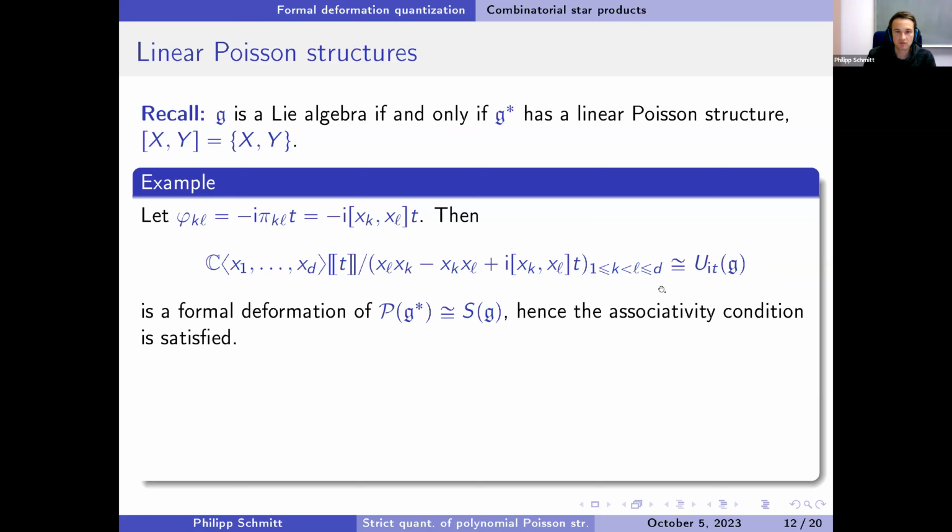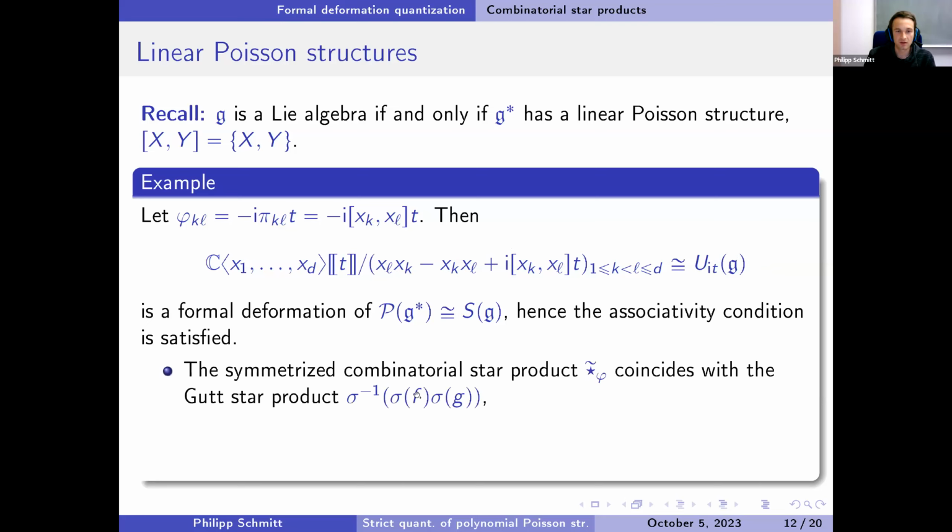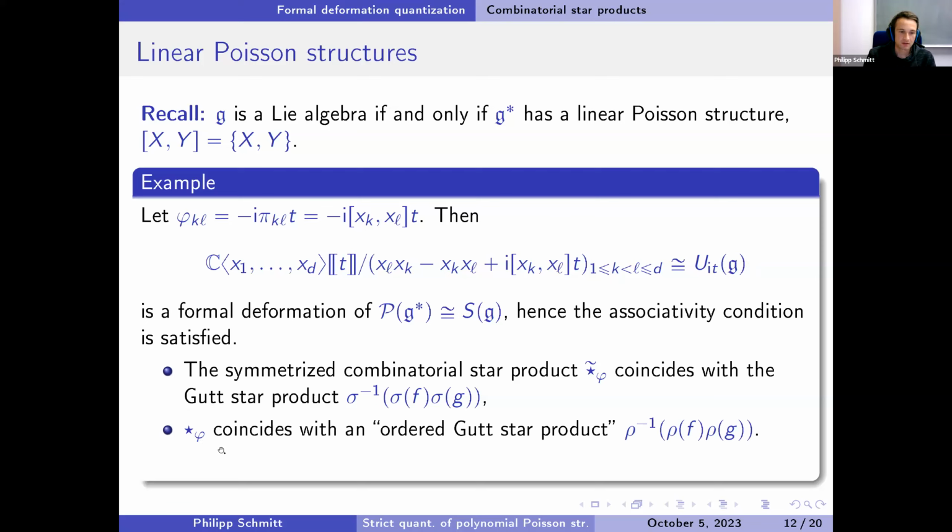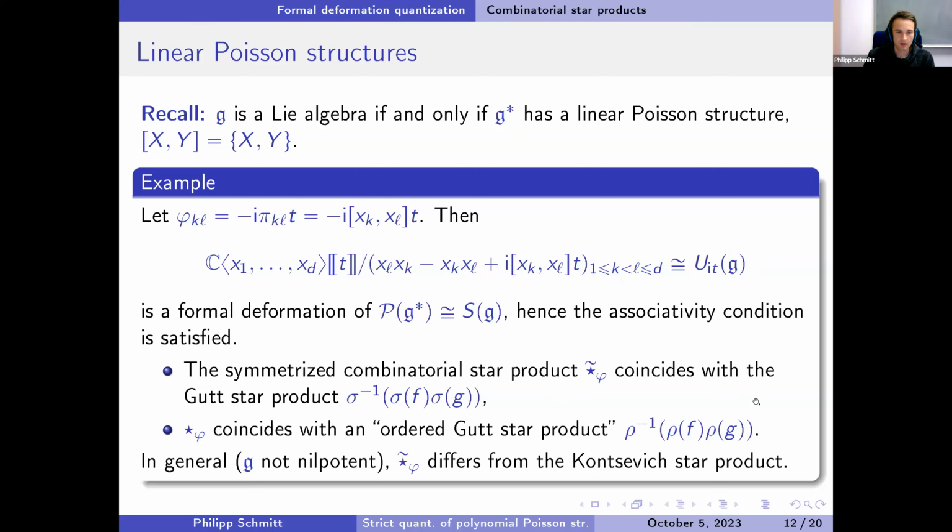And then, if you know the definition of a good star product, you will see immediately that the symmetrized combinatorial star product is just a good star product, because the map sigma is the symmetrization map from the symmetric tensors into the universal enveloping algebra of the Lie algebra G. And the non-symmetrized version of the combinatorial star product coincides with an ordered good product, if you want it that way, where you're identifying symmetric elements with elements in the universal enveloping algebra by just ordering them. In general, the Kontsevich star product will be different, and it is also supposed to be more complicated, so in a sense, this makes sense.